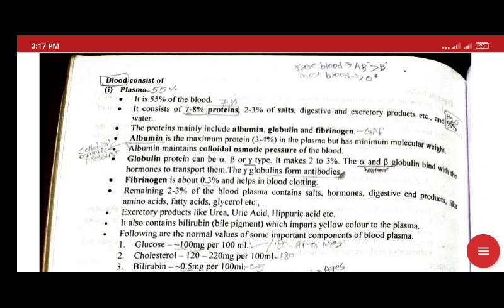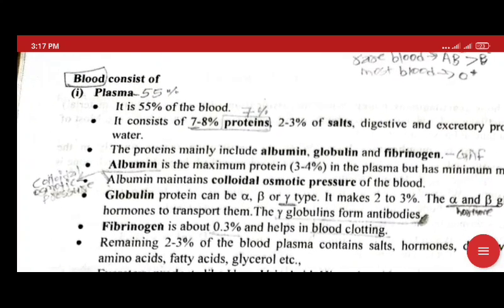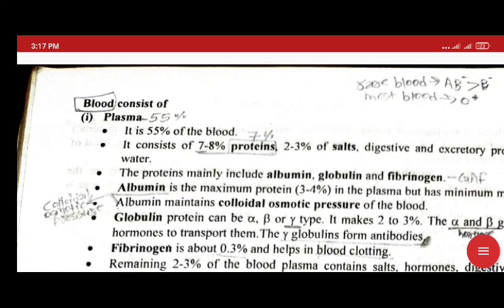Here, fluid connective tissue has two types, that is blood and lymph. Now blood also has two types, that is plasma and formed elements. So first let's start with plasma.